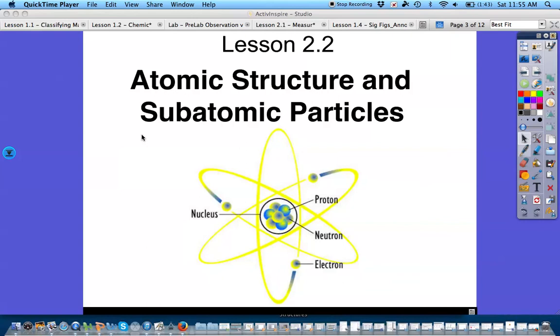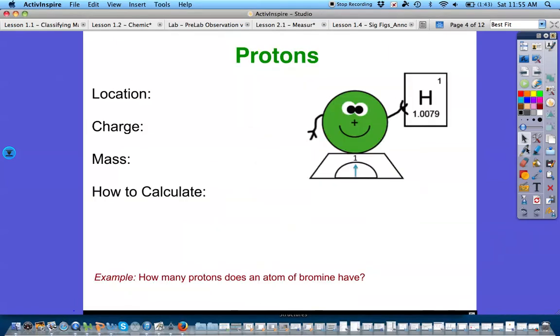Hello, this is Mrs. Sargent, and this is Lesson 2.2, Atomic Structure and Subatomic Particles. Subatomic particles just mean that they are particles below the surface of the atom, like subfluorine is below the surface of your normal fluorine.